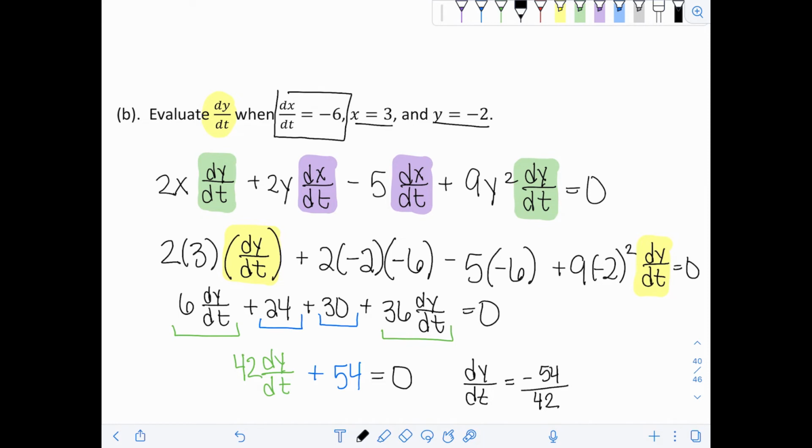So we get negative 54 divided by 42, and we can simplify that a little bit. Let's see, both are divisible by 6. So the final answer is that dy/dt is equal to negative 9 over 7.